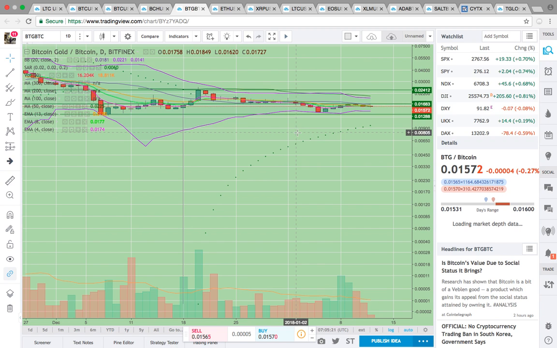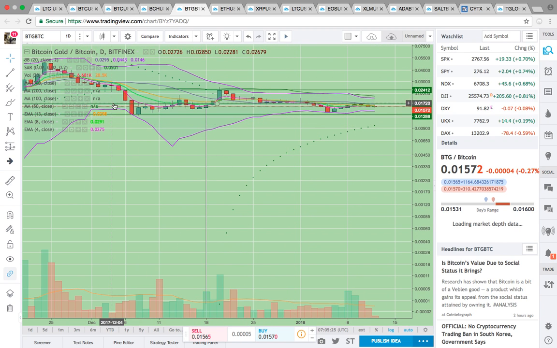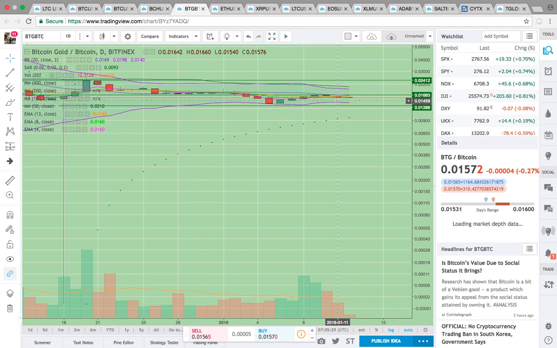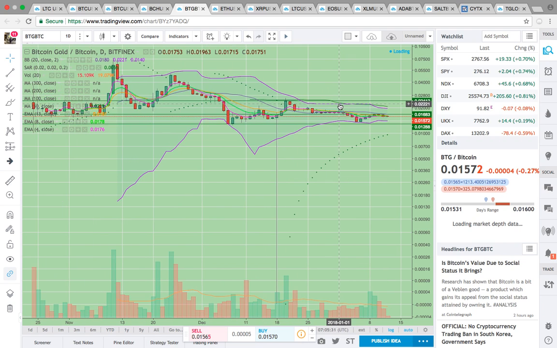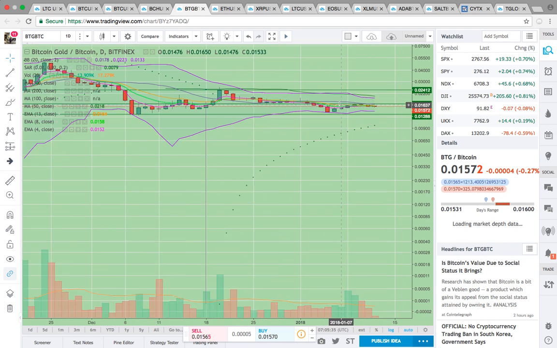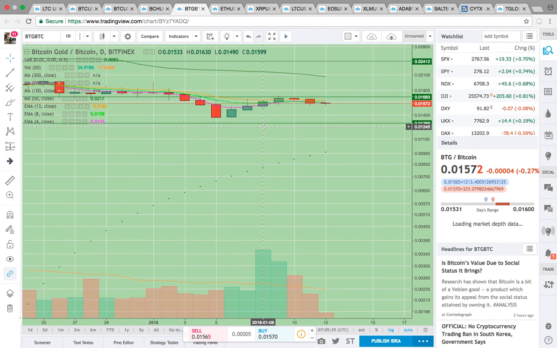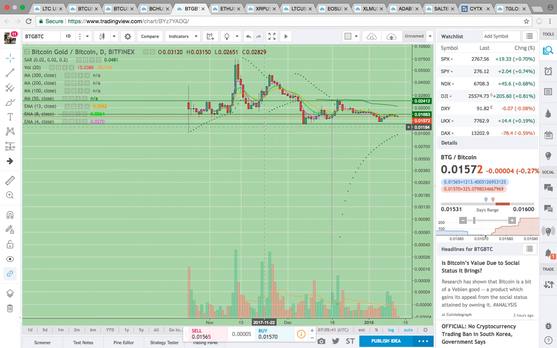Okay, so take a look at Bitcoin Gold. It's difficult to read because of the Bollinger Bands. You can see how tight they are. Look how tight these Bollinger Bands are. We were talking about Bitcoin Cash having tight Bollinger Bands. Well, you have the same thing here with Bitcoin Gold. The Bollinger Bands are super tight. If we get rid of them, we'll be able to read the chart a little better. But you can still see it's in a tight channel.